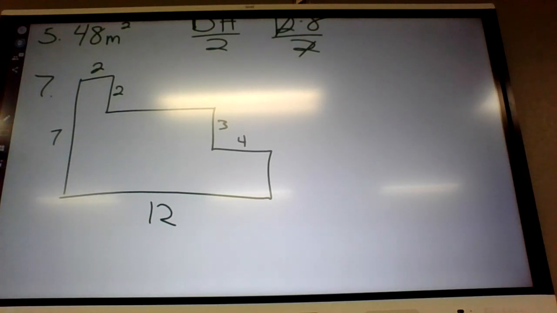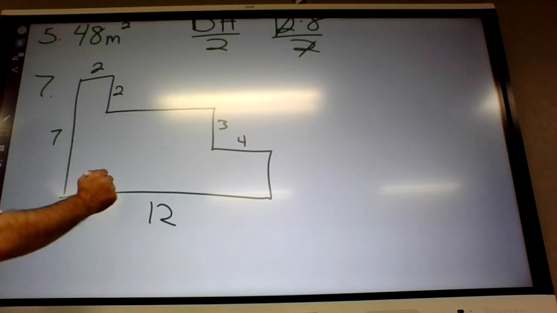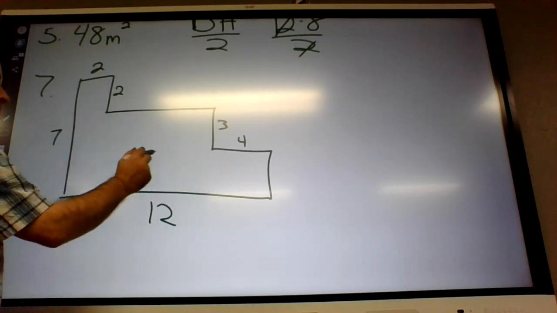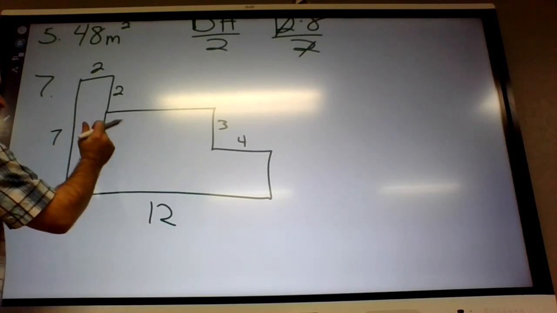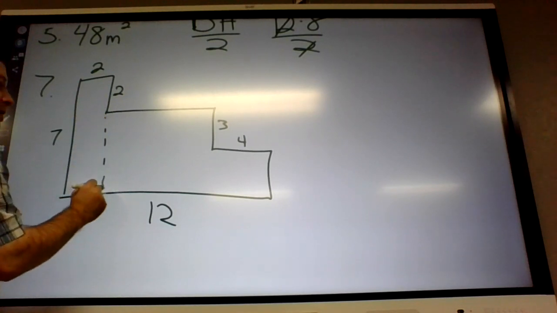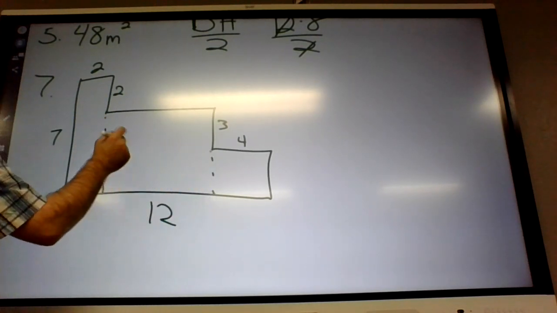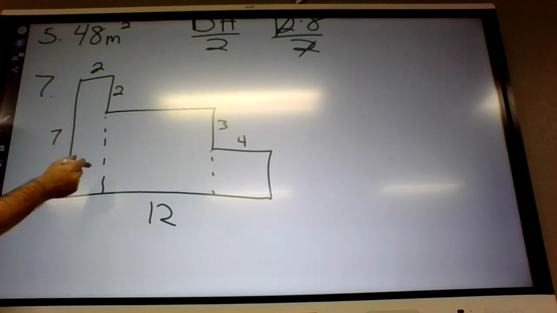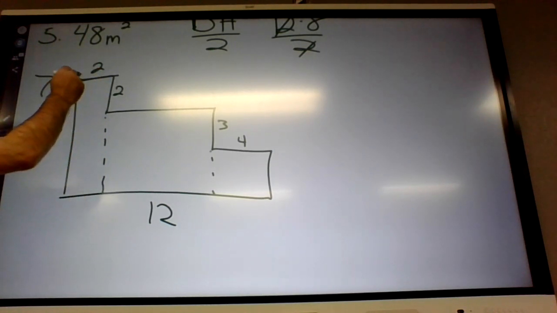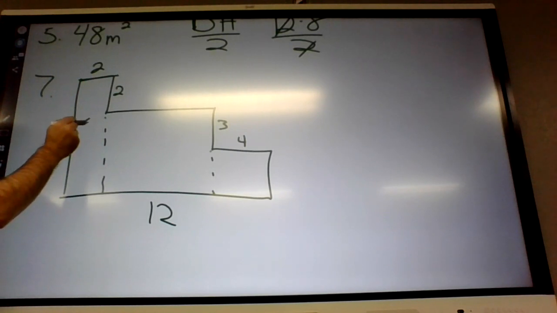So there's more than one way you could do it. You could do it vertical here, or horizontal. Let's go vertical here. Okay, so what would the area of this rectangle right here be? 14. Right, it's 2 by 7, so that would be 14. This is a harder question.